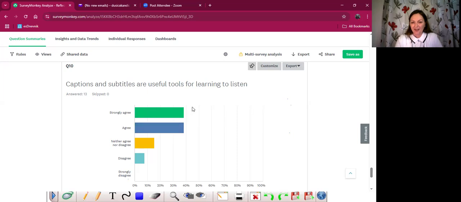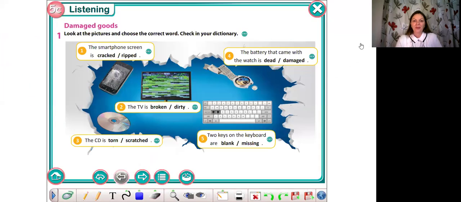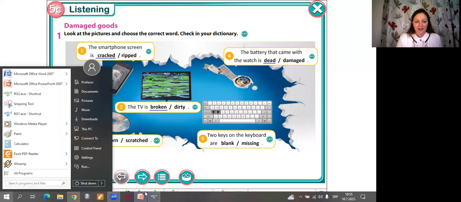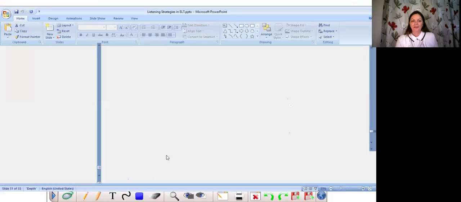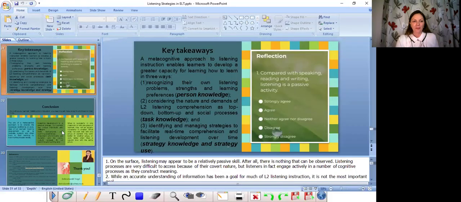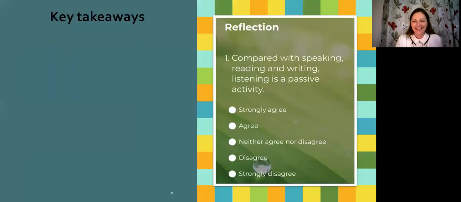Okay, as I said, there are no right or wrong answers here. This is the page from my whiteboard software from my book. This is how we get the right answers. So I really love my book. Let's go back to the presentation. We analyzed what needed to be analyzed.